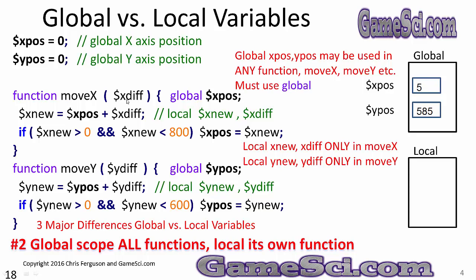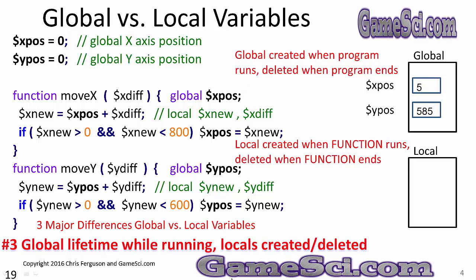So movex owns xdiff and xnew. I can't use xdiff and xnew here. Even if I had variables with the same name, they wouldn't be the same variables. Every function gets its own copy of its local variables. This is a very important thing to understand. It's called the scope. Global variables are accessible in all the functions. Local variables are accessible only when their function is running.